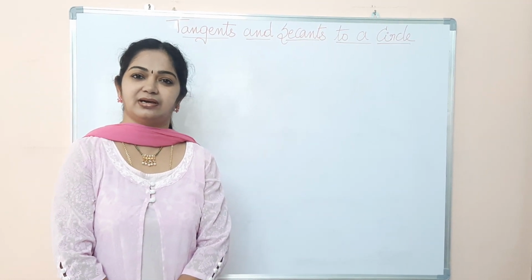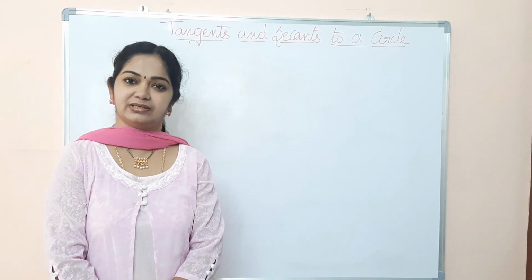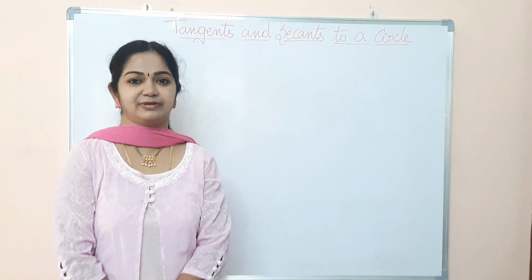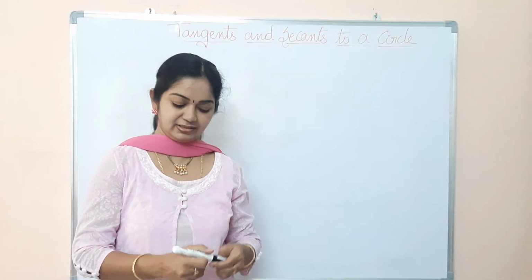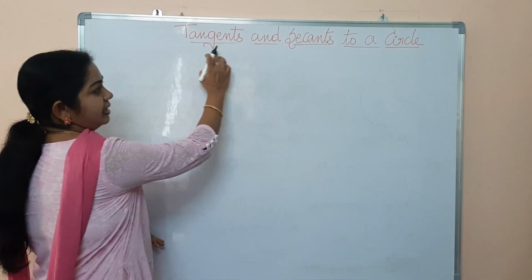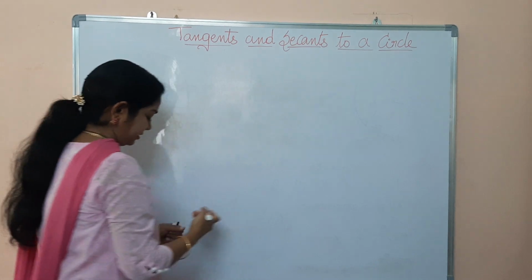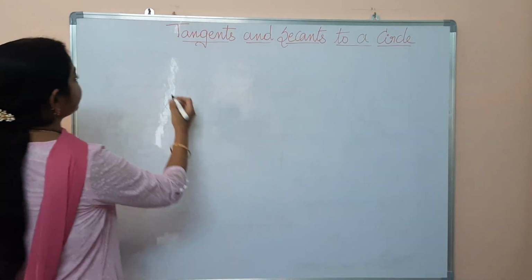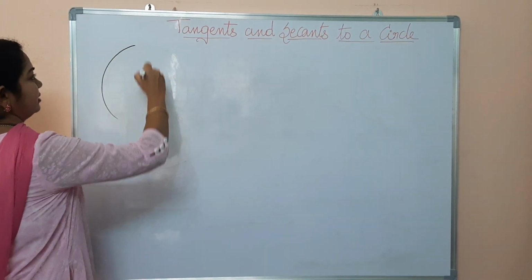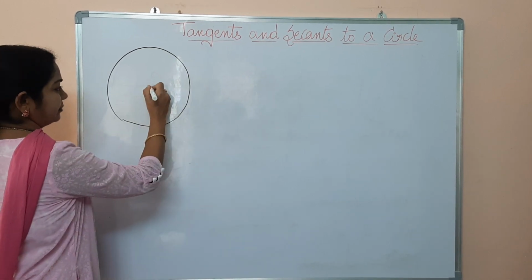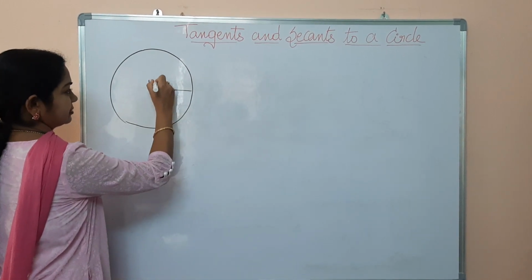Today in my session I'll be going to teach about the segment of a circle and how to find the area of segment of a circle. Now quickly let's start the class. The tangents and secants to a circle is the 9th chapter in paper 2. Now we'll quickly have a recap of the knowledge of circles.